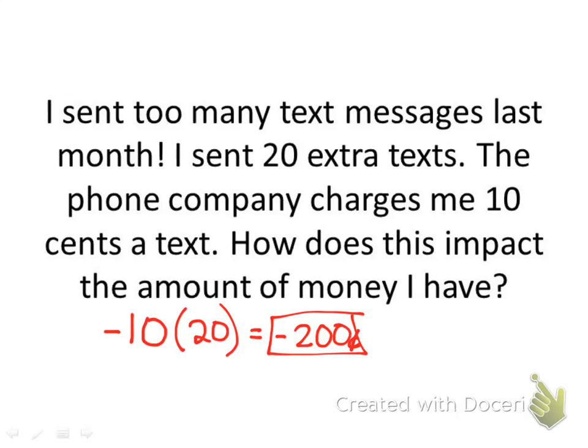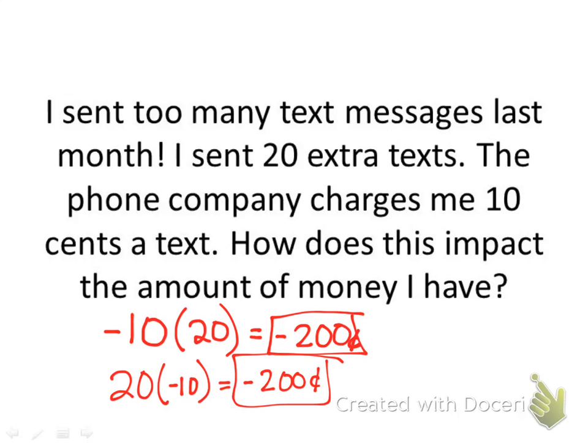Now, some people would write this 20 and then the negative in parentheses. That's the same thing. Multiplication, the order does not matter. It's called commutative. Doesn't matter order. All right, so there we go. What are your questions on this one?